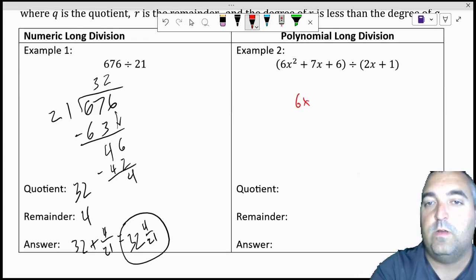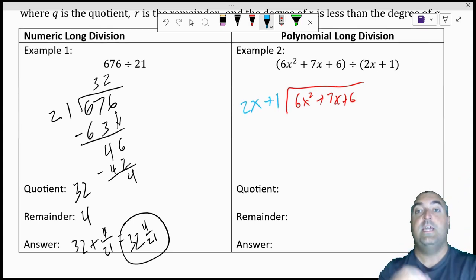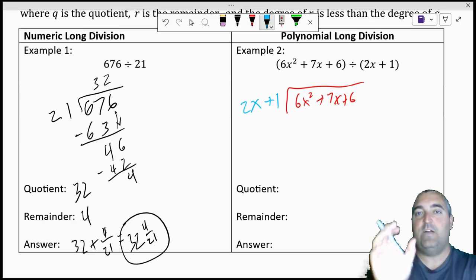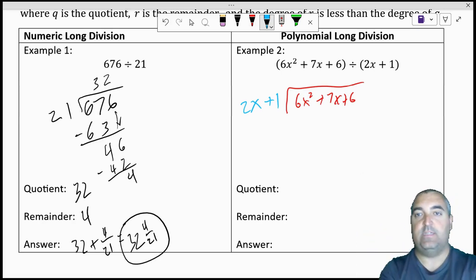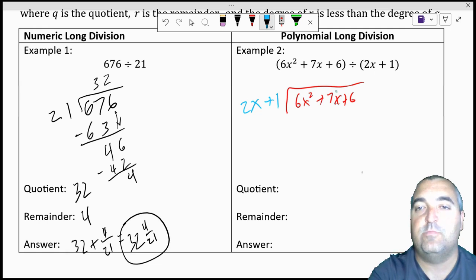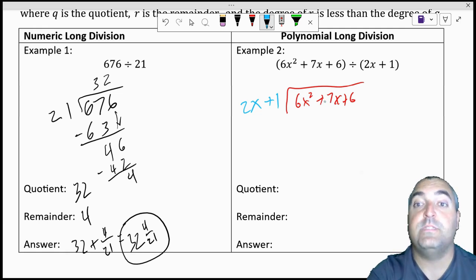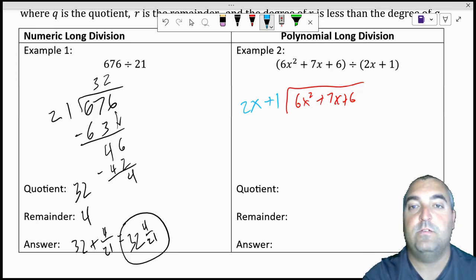So we're going to put the first polynomial in the house, second polynomial outside the house. If you are missing any of the terms, so here we have x squared, x, and then a constant, and then we have a linear term and then a constant term. If, let's say, we were missing the linear term in this one, I would put 0x, like put a placeholder there, because it'll make the math a little easier.